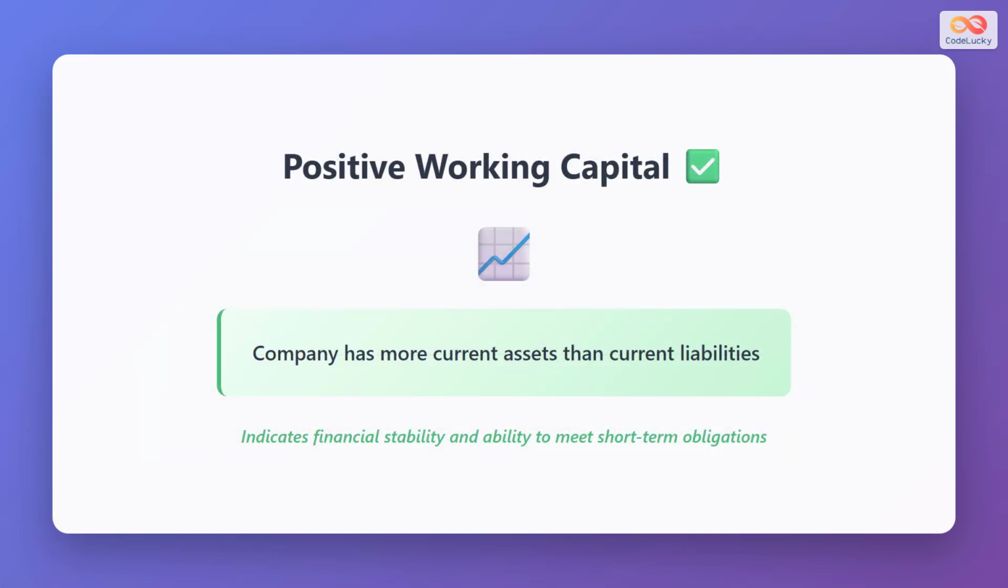Positive working capital occurs when a company has more current assets than current liabilities. This is generally a healthy sign, indicating financial stability and the ability to meet short-term obligations comfortably. Companies with positive working capital can pay their bills on time, invest in growth opportunities, and handle unexpected expenses. It demonstrates that the business is operating efficiently and has a cushion to manage its day-to-day financial needs without stress.